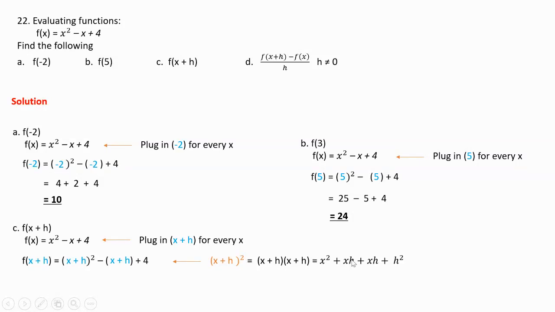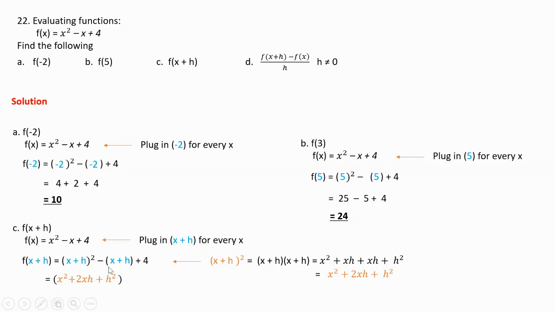X times h will give us xh. And h times x will give us xh. And h times h will give us h squared. The two middle terms are like terms, so we can add those. So xh plus xh will give us 2xh. So this will give us x squared plus 2xh plus h squared.